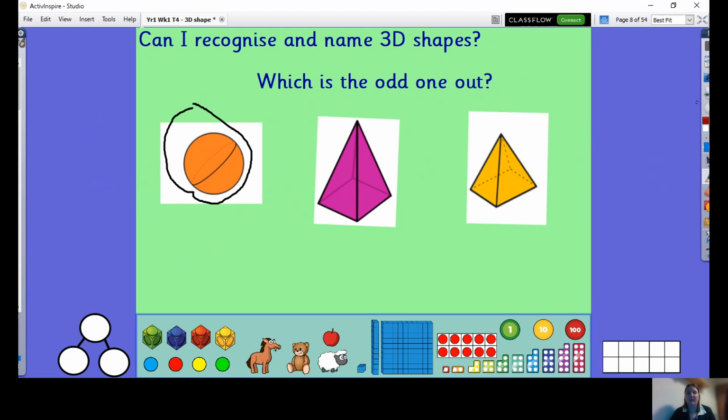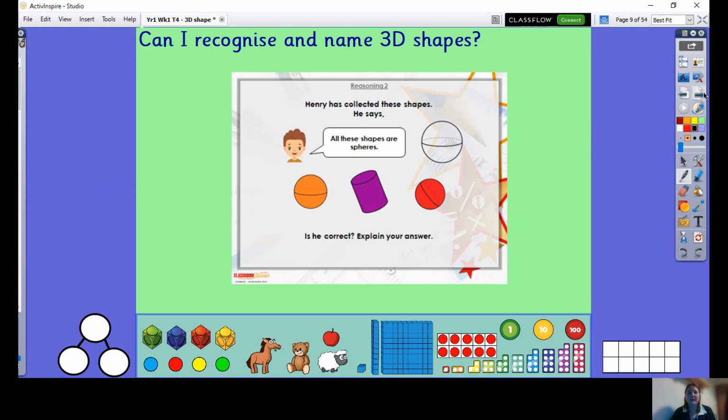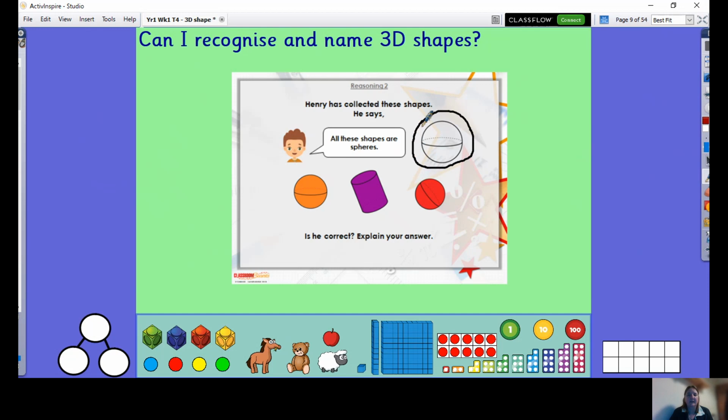Okay, brilliant. So thinking about this one here, this says that Henry has collected these shapes. Now he says that all these shapes are a sphere. He's saying that they're all like this, a sphere. Is he correct? Explain your answer. So have a little think about that.